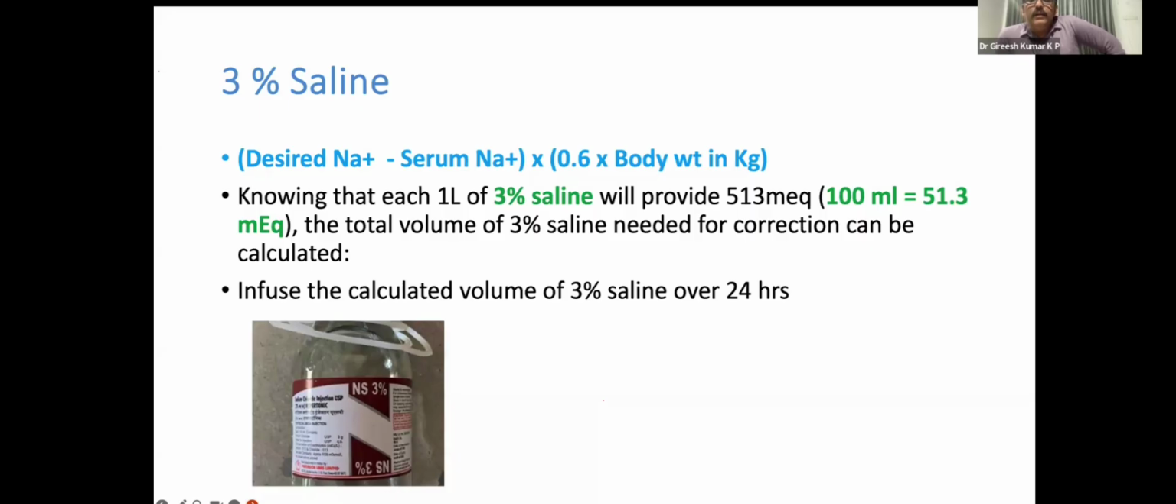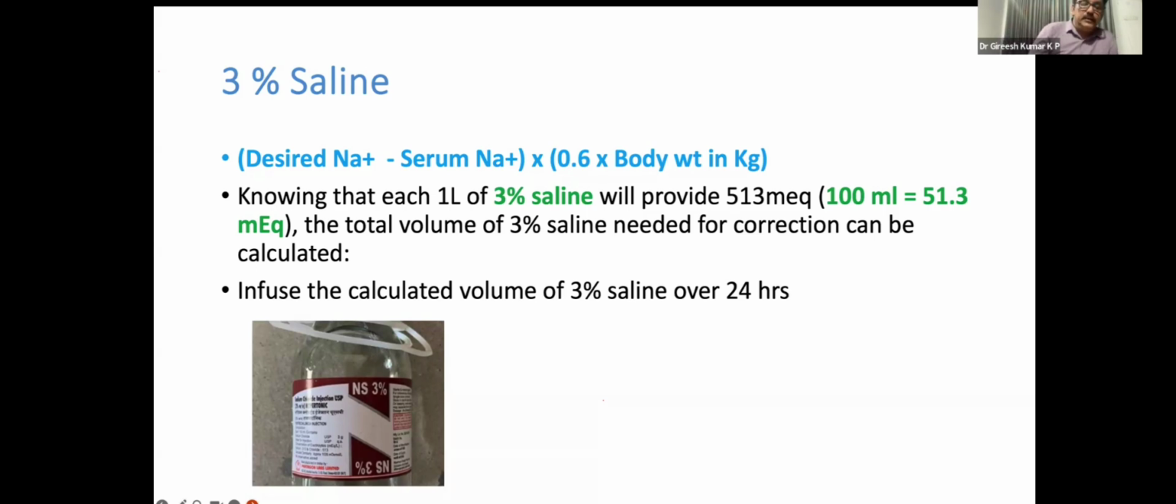Each 100 ml of 3% saline contains 51.3 milliequivalents. That is very important. So if you want to correct the sodium deficiency in a patient with hyponatremia, first of all, you calculate the deficiency, then try to give 3% saline according to the dose given in this chart.